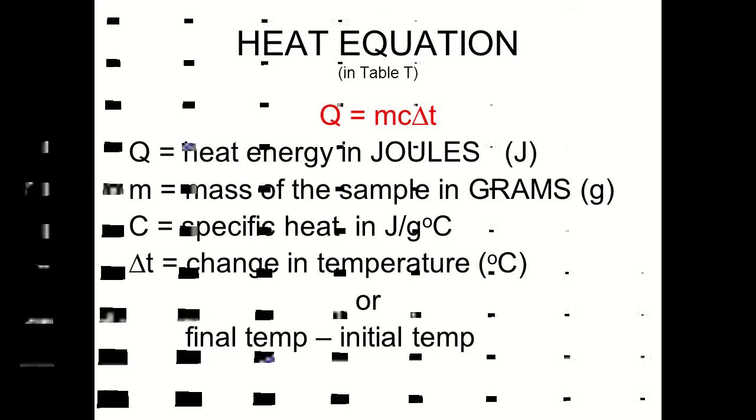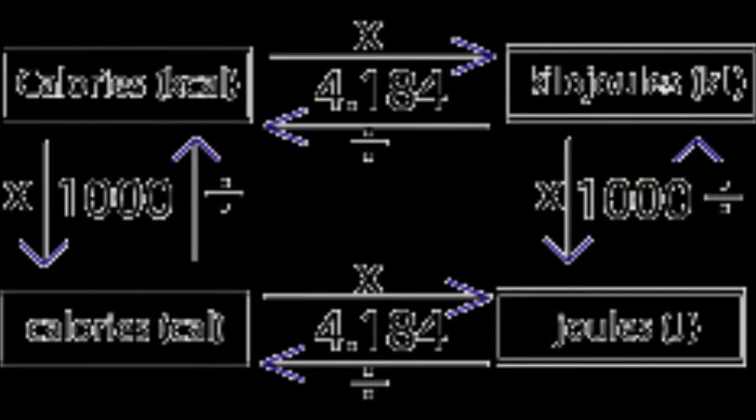The conversion between calories and joules must be understood too. 4.18 joules is equivalent to 1 calorie, and 1 kcal is 1,000 times more than 1 calorie, just the same as 1 kilojoule is equal to 1,000 joules.